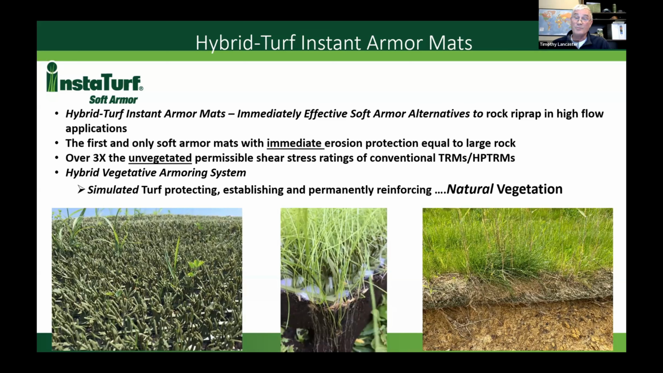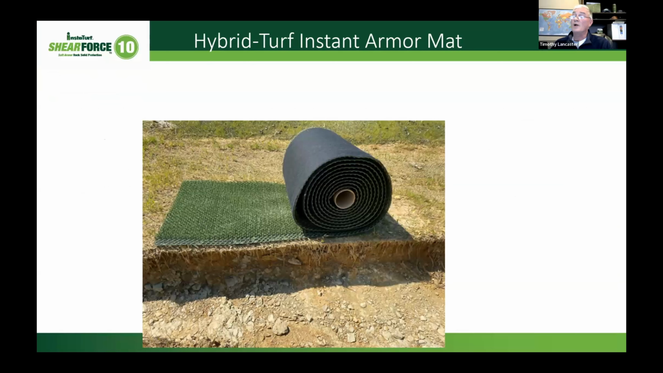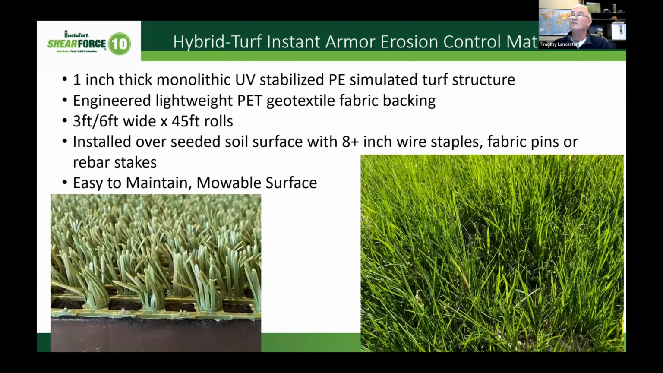The way the product's used, you're putting seed down first, and then the natural vegetation grows up through the simulated turf. The product comes in roll form. It's a rolled erosion control product, very similar to a conventional TRM or an erosion control blanket. The product is made from a UV stabilized polyethylene resin. That resin's molded into what we call a monolithic structure, so it's just one piece of turf. And then on the bottom side of the turf is a very light geotextile fabric.